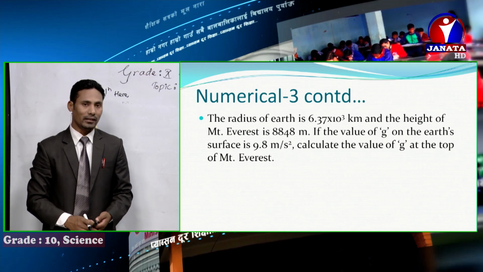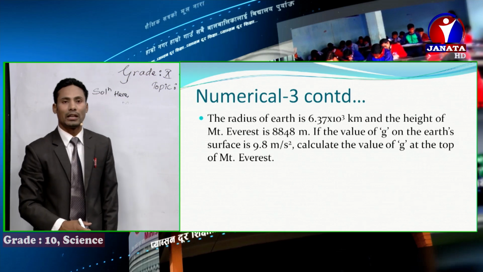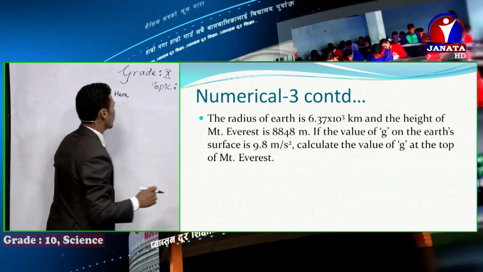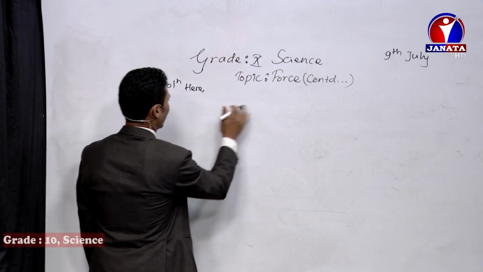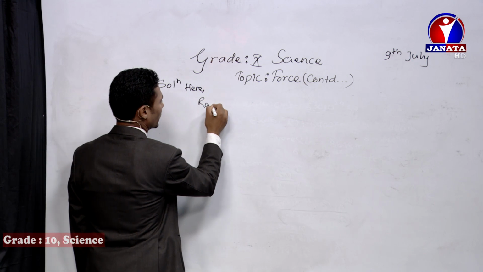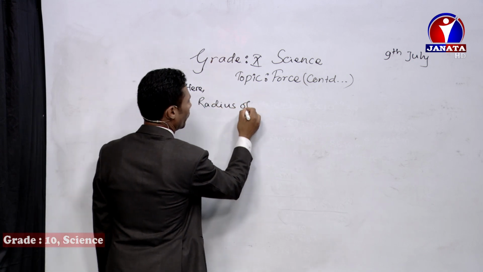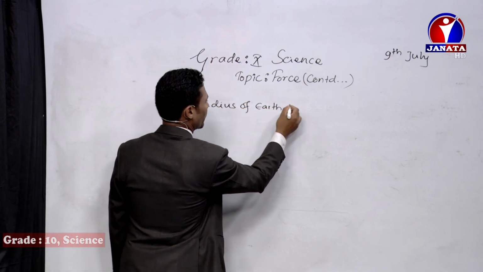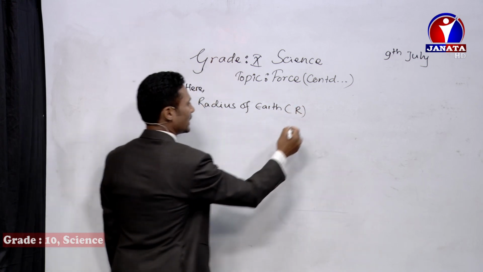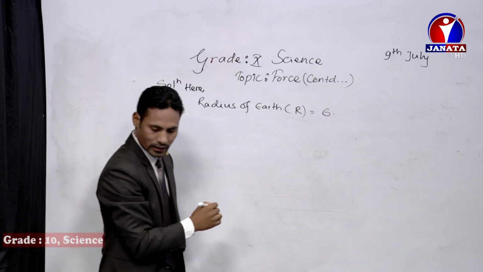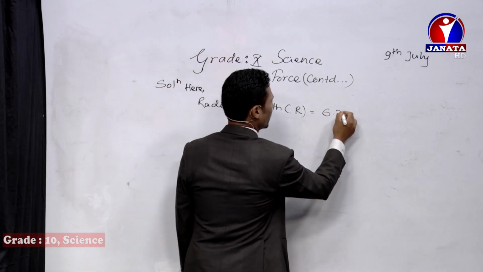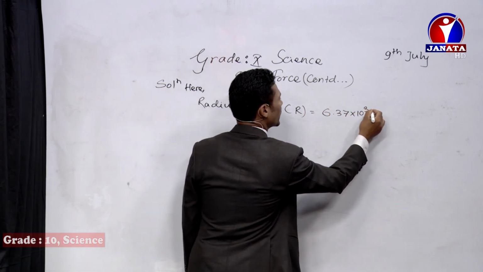It is a similar one, but we use a different formula for this one. So let's see what is given over there. The radius of Earth is given. Let me write it down, capital R, that is 6.37 into 10 to the power 3 kilometer.